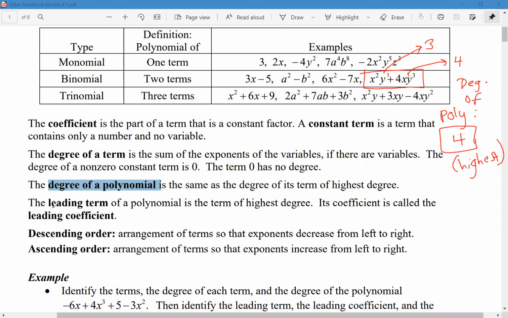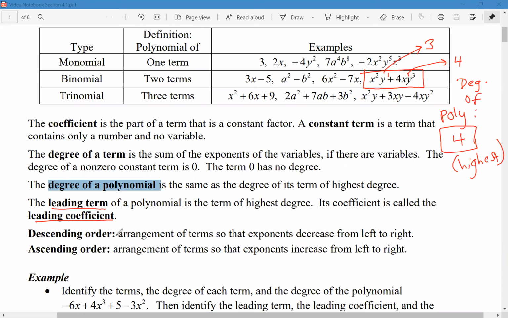Leading term is the next one. The leading term of a polynomial is the term of highest degree. So in this example up here, 4xy to the third would be the leading term because it has a higher degree. Its coefficient is called the leading coefficient. So in this example, that 4 would be the leading coefficient.